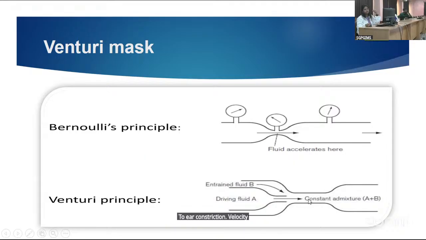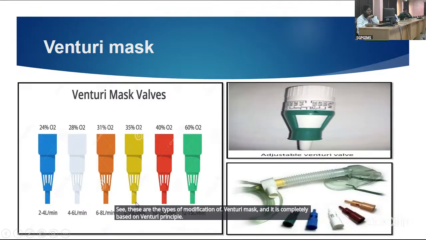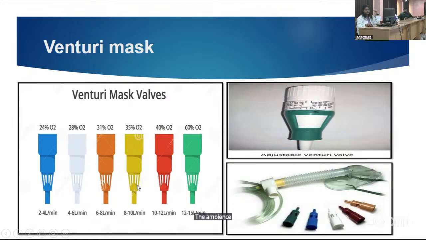वेलोसिटी इंक्रीज होगा तो प्रेशर में ड्रॉप आएगा. प्रेशर में ड्रॉप आएगा तो उसको see, these are the types of modification of Venturi mask, and it is completely based on Venturi principle. तो जब यहाँ से एक प्रेशर में ड्रॉप आएगा तो जो एम्बियंट इनसाइड जो ऑक्सीजन हम प्रोवाइड करा रहे हैं वो और जो एम्बियंट एयर है वो आपस में कॉम्पनसेशन करेंगे.